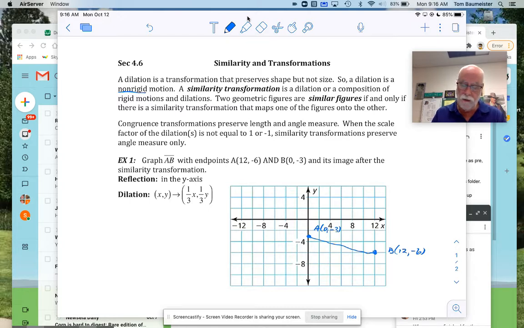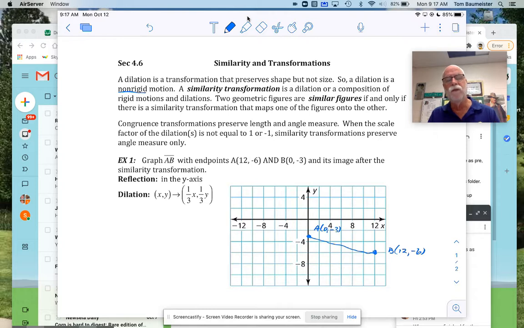So two geometric figures are similar figures if and only if there is a similarity transformation that maps one of the figures onto the other. Congruence transformations preserve length and angle measure. When the scale factor of the dilation is not equal to 1 or negative 1, similarity transformations preserve angle measures only. So that's basically just a synopsis of that first paragraph. All right. So it's basically saying the same thing.